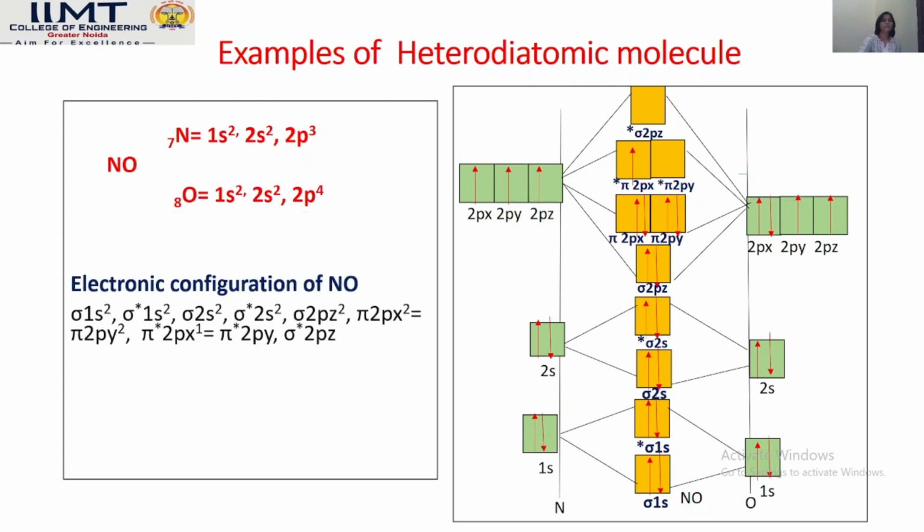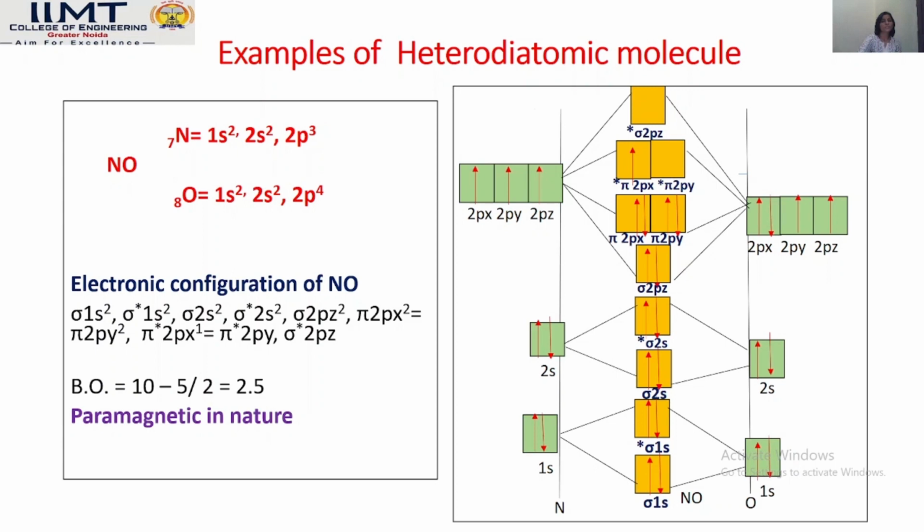Electronic configuration of nitric oxide is sigma 1s2, sigma star 1s2, sigma 2s2, sigma star 2s2, sigma 2pz2, pi 2px2 equal to pi 2py2, pi star 2px1 equal to pi star 2py0. This orbital is empty.